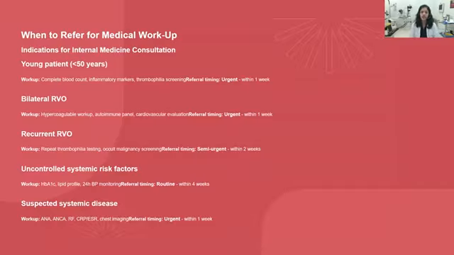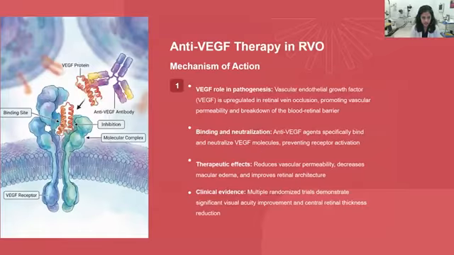So coming to the treatment, anti-VEGF therapy in RVO. The mechanism of action is that vascular endothelial growth factor, VEGF, is upregulated in retinal vein occlusion, like I showed you in a slide a couple of slides before. It leads to vascular permeability and breakdown of the blood-retinal barrier. So the anti-VEGF agents specifically bind and neutralize the VEGF molecules, so it prevents receptor activation and reduces vascular permeability, decreases macular edema, and improves retinal architecture.